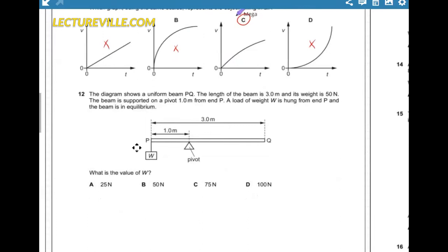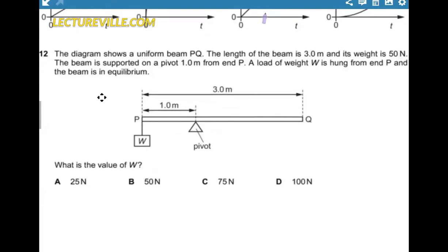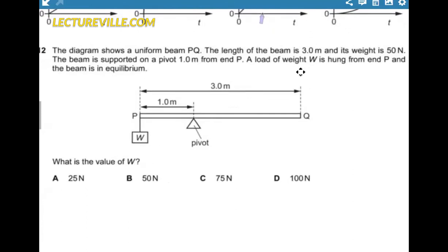A turning effect question. A diagram shows a uniform beam PQ. The length of the beam is 3 meters and the weight is 50 Newton. The beam is supported on a pivot 1 meter from P. A load of weight W is hanging and the beam is in equilibrium. What is the weight W? I don't think we need a calculator for this one because it is just a concept of doubling or halving something. The weight of the beam will be acting in the middle here, which is 50.